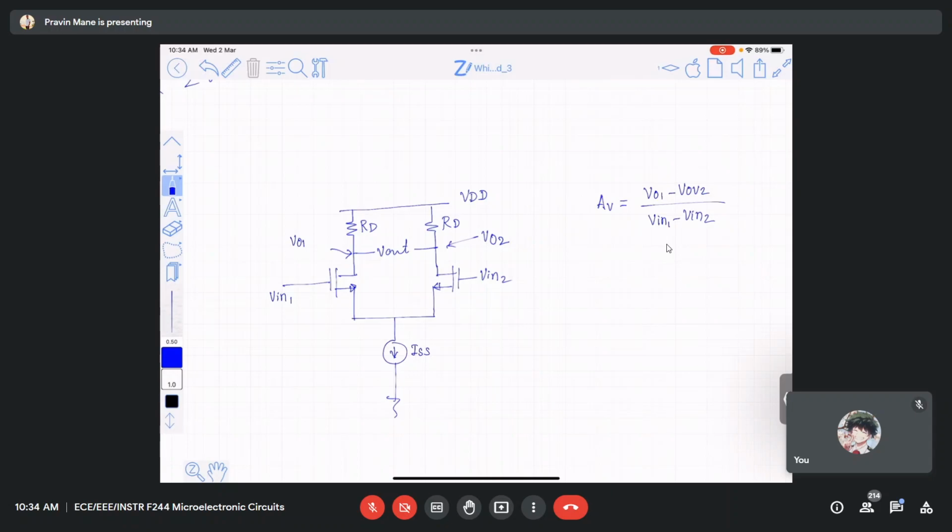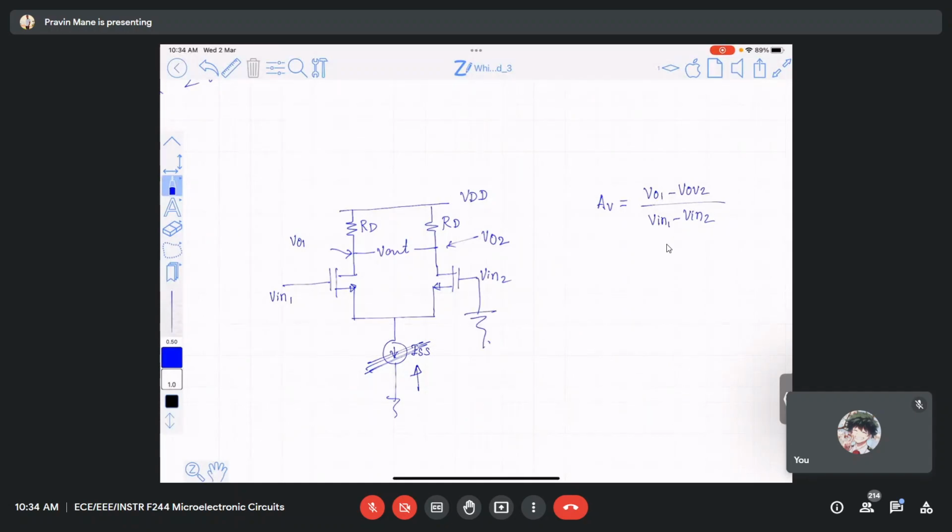What about ISS? Is it a DC or AC current? DC. In the calculation of gain, all the DC sources should be removed. So if it is a DC voltage source, it should be short circuited. If it is a current source, it should be open circuited. So I open circuited it. Okay, so I will assume that Vin2 is connected to ground.